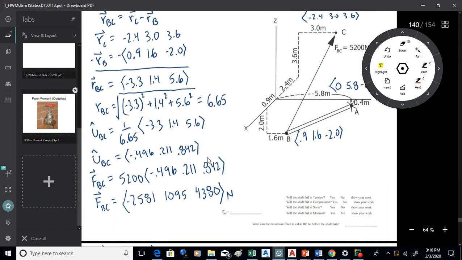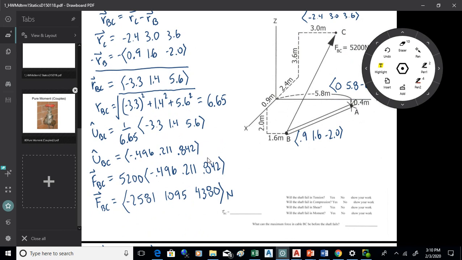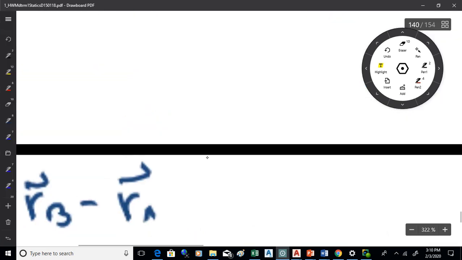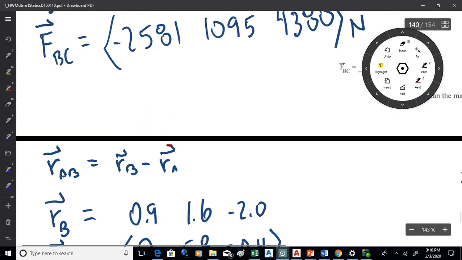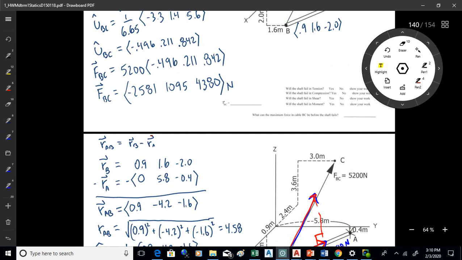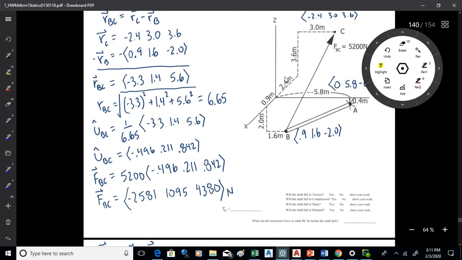Then we want a force vector from B to C. So to get RBC, you take RC minus RB. You get the position vector from B to C. You take the square root of the sum of the squares and find its magnitude. You divide through and get the unit vector. And then you scale the unit vector up by the amount of the force. So you get down to the unit vector there, the negative 0.496, the 0.211, and the 0.842. You scale it up by 5,200, and you get a force vector. Okay. Good to go from B to C.